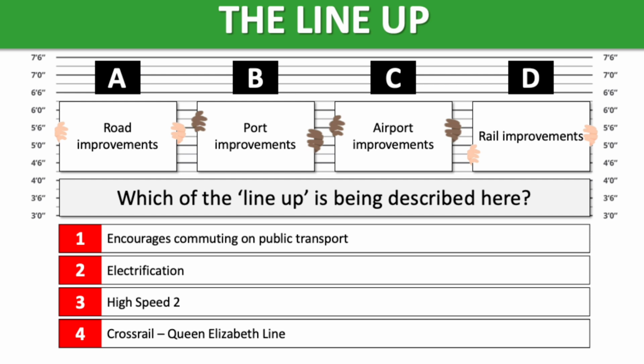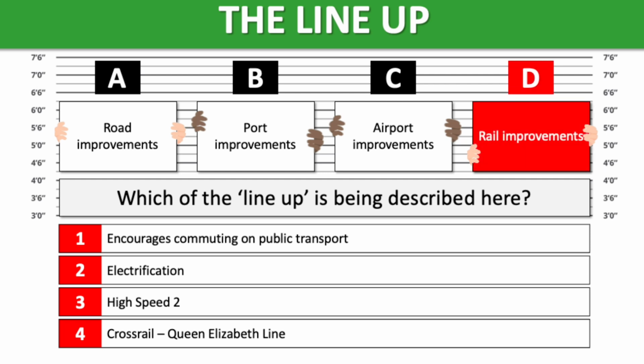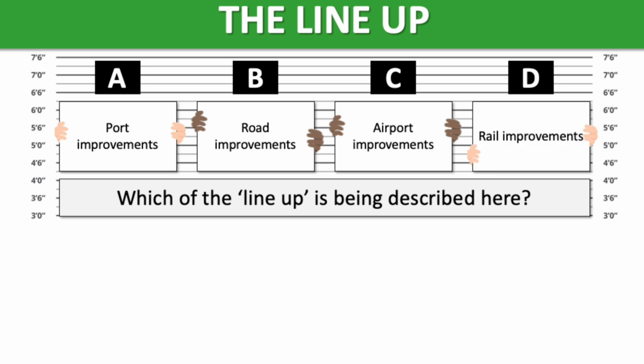What's being described here? Okay, just give you a moment. It is rail improvements. Well done. Which of the lineup is being described here?